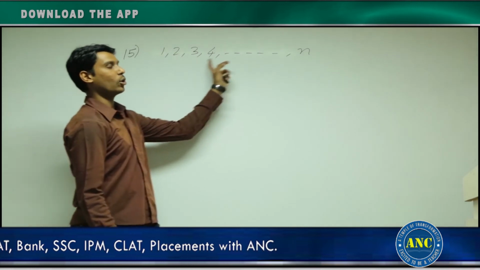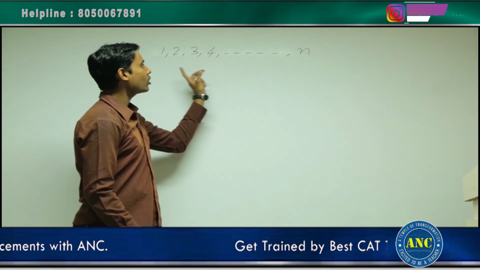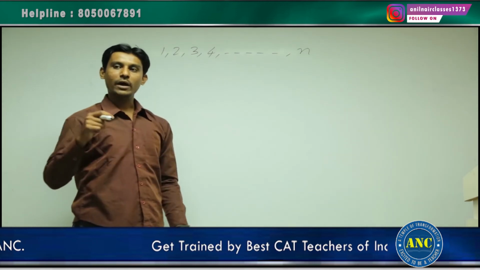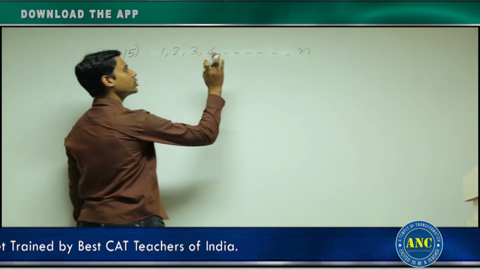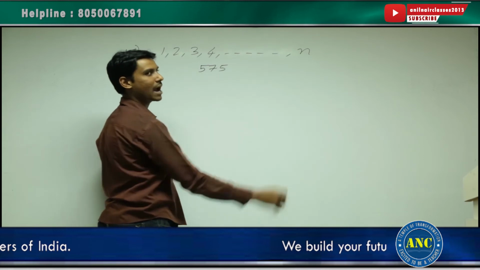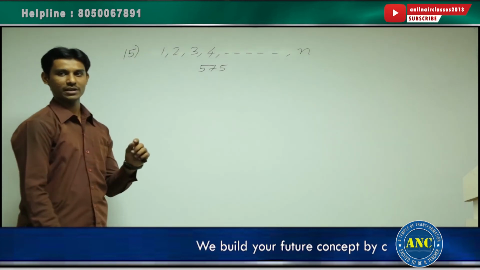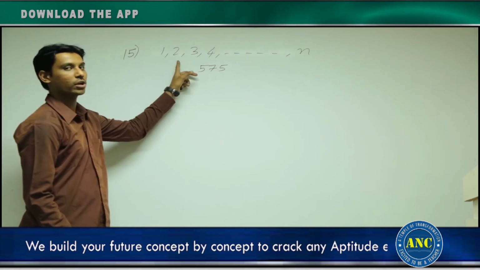I wanted to add all these natural numbers, but by mistake, while adding them, I forgot to add one number. Because I forgot to add one number, the sum happened to be 575. Your question is, which is the number you forgot to add? How many numbers were written on the board initially?